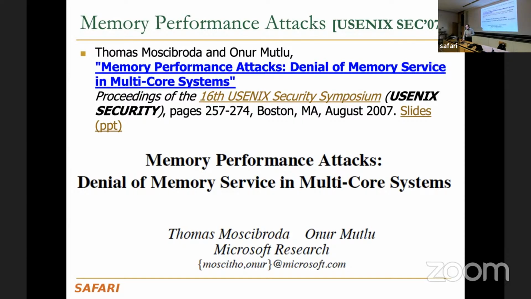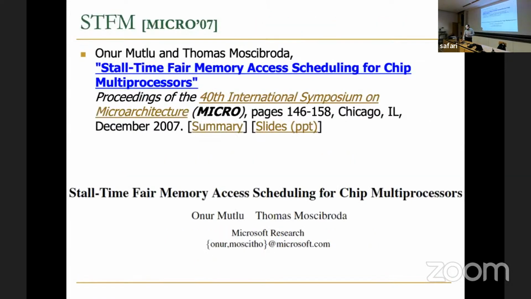This is one of the earliest works that we've done, where we've shown that if you don't do careful scheduling of requests, one application may deny service to another application. And then we try to solve problems like that. It's not just a denial of service problem, of course, it's also a performance problem and a quality of service problem. These are coupled with each other.